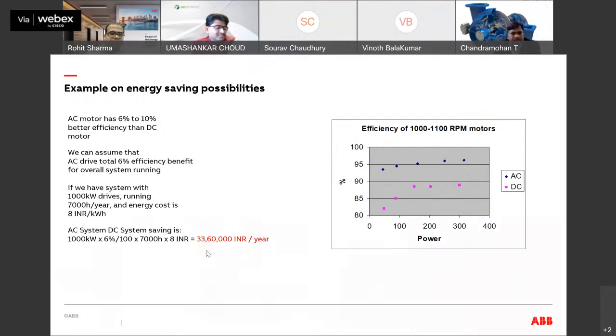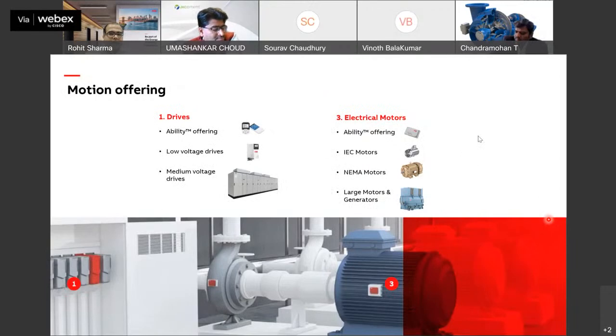And our offering on this part is quite different compared to the traditional method. First is the drive, our ability offering, which is the Bluetooth display unit and the remote connectivity device, low voltage drive, and medium voltage drive for the DC to AC conversion system. On the motor side, IE motors, NEMA motors, and high tension motors with motor sensors. So both can be monitored, and events and faults can be recorded very easily in our portfolio. And we have a complete cloud-based solution for these equipments.